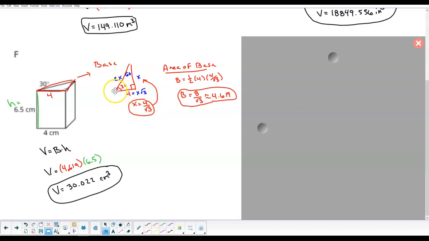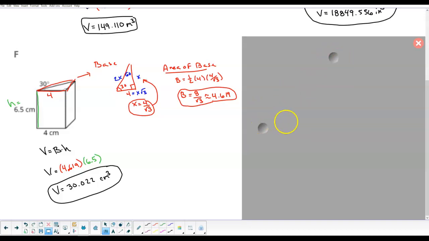Now, the area of the base. 1/2 base times height, so 1/2 times 4 times 4 over square root of 3. I multiply that all in my calculator. I ended up with 8 square root of 3, or 4.619 for the area of the base. We'll multiply that by the height, which is the distance between the two triangles, at 6.5. And you should have gotten a volume of 30.022 centimeters cubed.